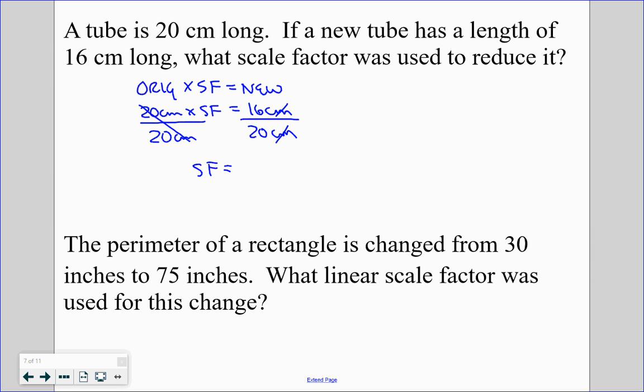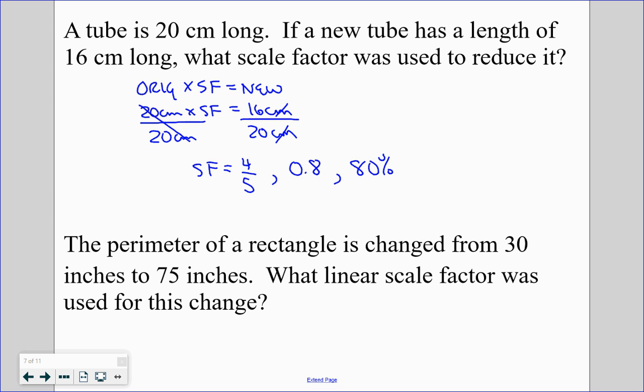So you can either write the answer as 4 over 5, so that would be writing it as a fraction. If you want to write it as a decimal, you'd write it as 0.8. If you want to write it as a percent, you would write it as 80%. Okay, so all three of those answers are acceptable. You don't have to give all three, you can just give any of them.